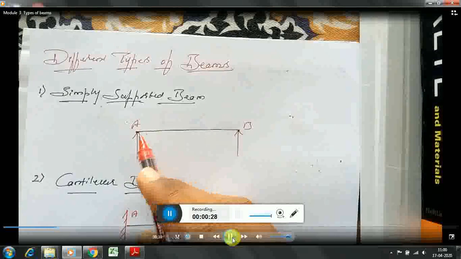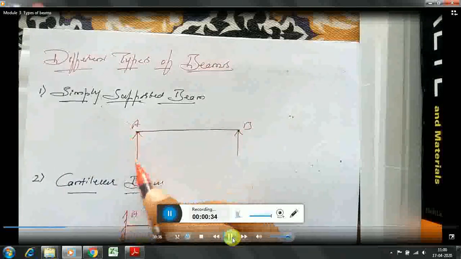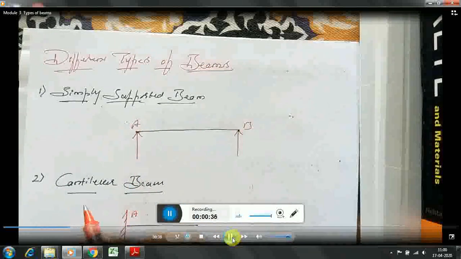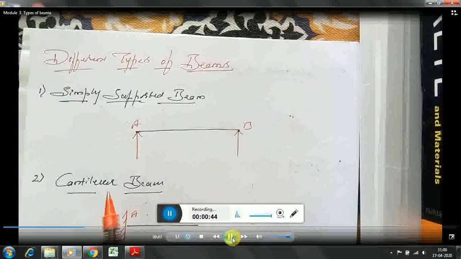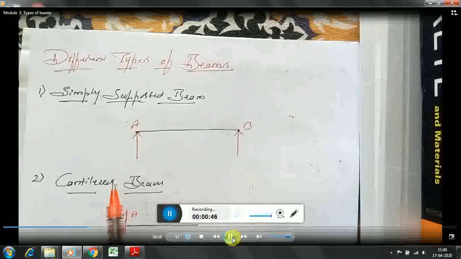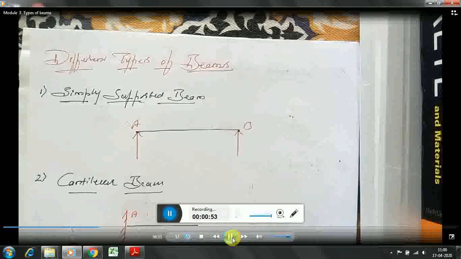We can say the beam is simply supported when, suppose A and B are the starting and the end point of the beam. At A, we can see that a simple support is there. At B also we have a simple support. If the beam is supported at A and B, that is, the starting and the end point, and at both the ends I have a simple support, then that type of beam is called a simply supported beam. And a simple support is always represented by an arrow.